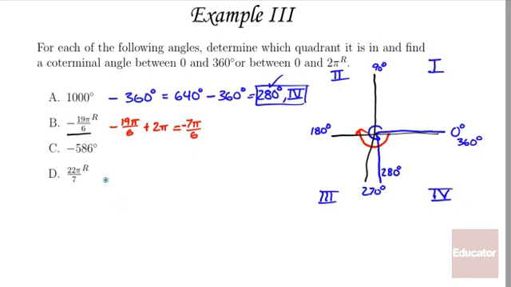And that's still not in the range that we want, because we want it to be between 0 and 2 pi radians. So let me add on another 2 pi. Plus 2 pi gives us positive 5 pi over 6.